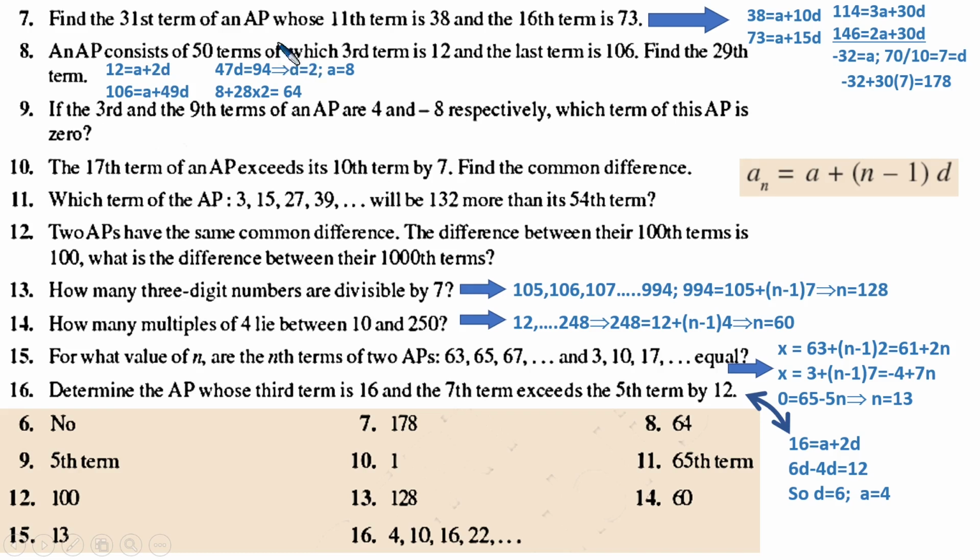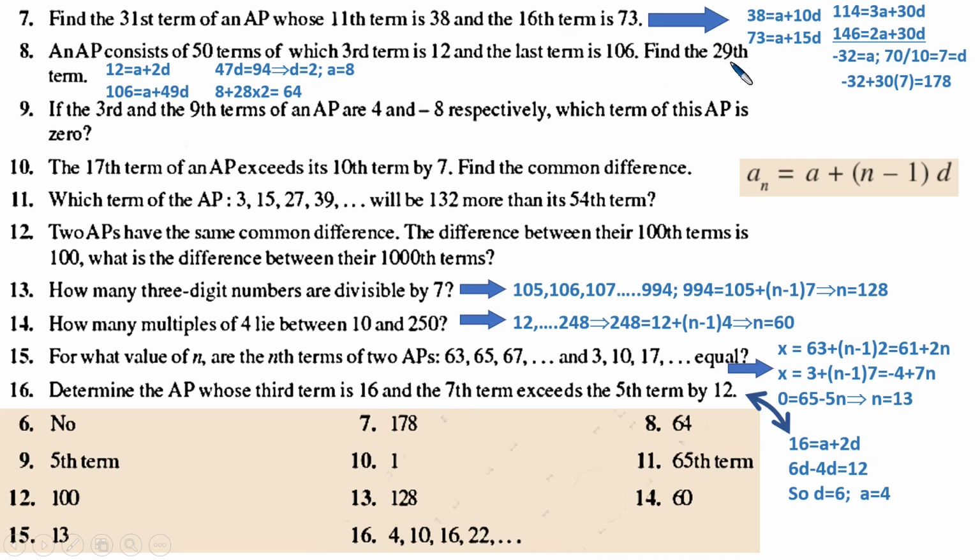And then you have also been given 50 terms. So the last term is 106, and 106 is for the 50th term. That means a plus (50 minus 1)d, which is 49d, where a is the first term. So now you have two simultaneous equations, and if you solve them by the elimination method, you will get a equal to 8 and d equal to 2.